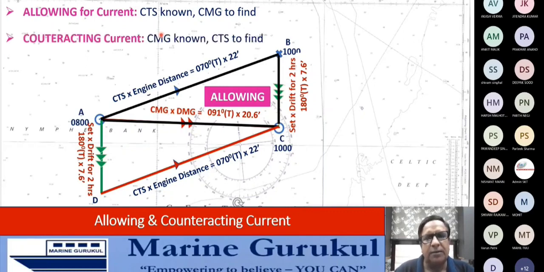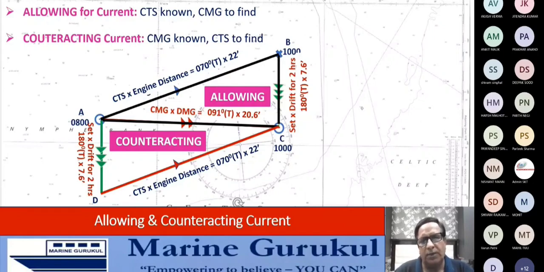The other thing could be that we are given the CMG and we need to find the CTS. In such a scenario, we call it as counteracting current. And when we have to counteract the current, the triangle shall be drawn as the triangle in the lower half of the parallelogram. When CMG track is given, the current will be drawn at the starting point of the CMG line, and the triangle will be completed as in the lower half of the parallelogram. So this is the difference, how the triangles are completed. One for allowing situation, other for the counteracting situation.